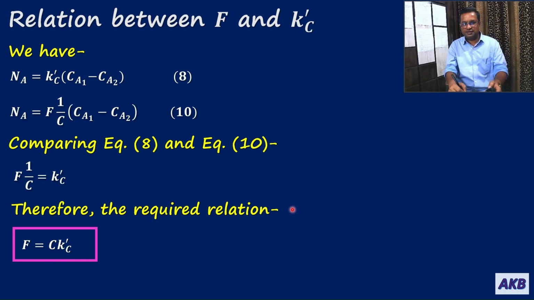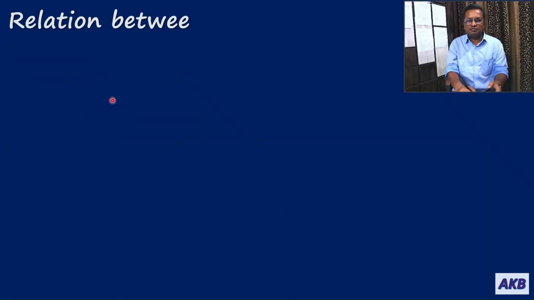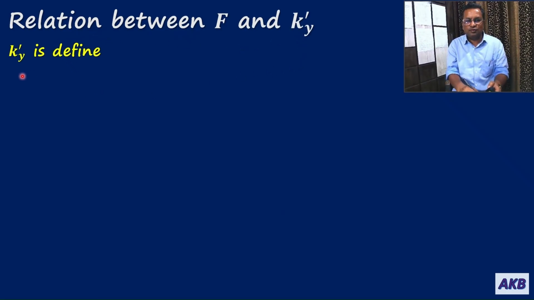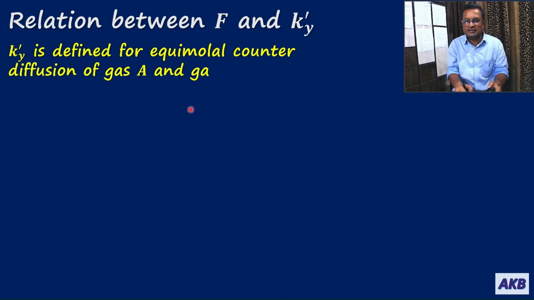Let us move ahead. Next we will get the relation between F and K'y. For that we know that K'y is defined for equimolal counter diffusion of gas A and gas B, for which the equation is Na = K'y × (Ya1 − Ya2). I am calling it equation 11.